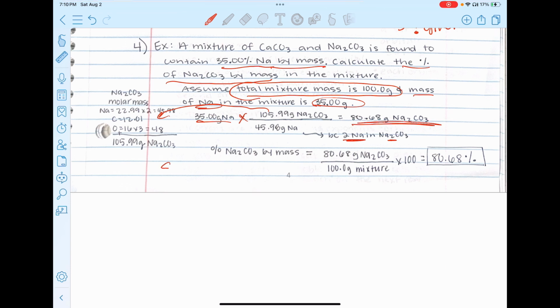Almost done. Step 2. Now let's turn that into a percentage because our problem said find the percent by mass. So we're going to take that number, 80.68 grams, and we're going to divide it by the total mixture of 100 grams. Where did I get that 100 grams? Well, it told us in the problem, right? Given 100 grams, we put that in here on the bottom. So 80.68 divided by 100. Then we're going to multiply that number by 100. We're going to get 80.68% as the percent by mass of sodium carbonate. That concludes section 1.4.